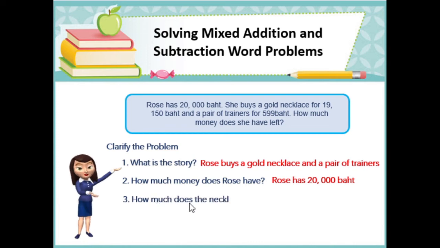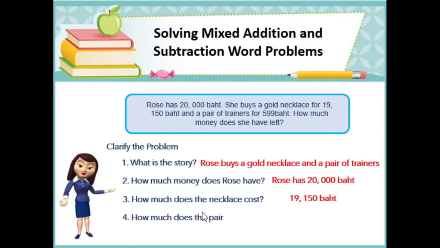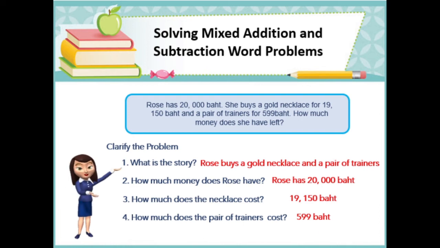Next, how much does the necklace cost? The necklace costs 19,150 baht. How much do the trainers cost? It costs 599 baht. And what are we going to find out? Find out how much money Rose has left. That is for clarifying the problem.